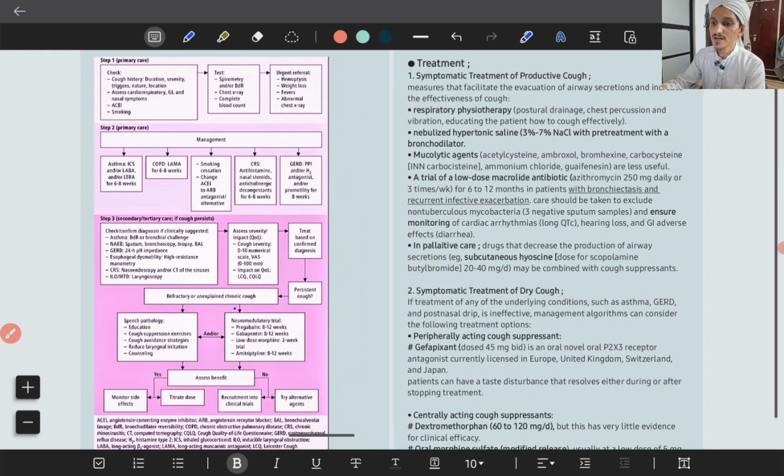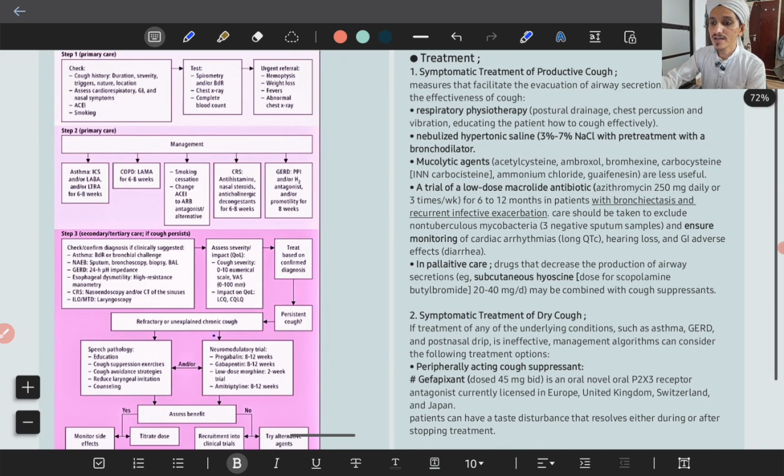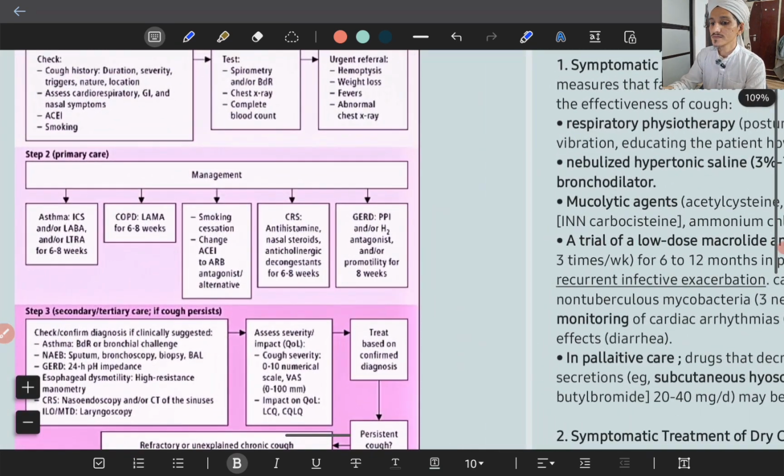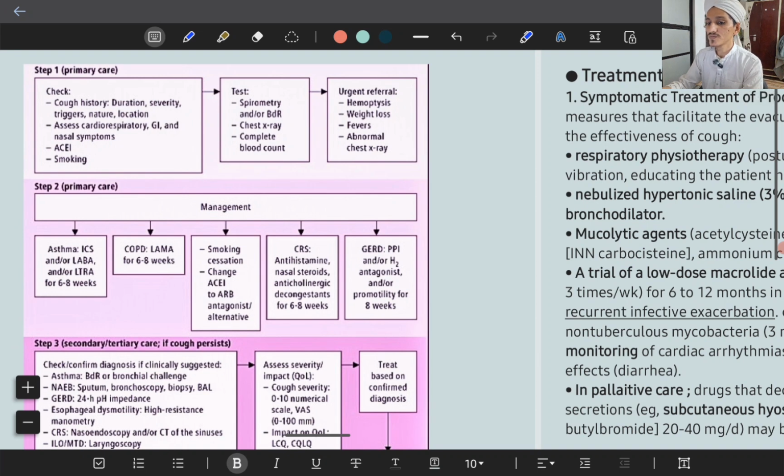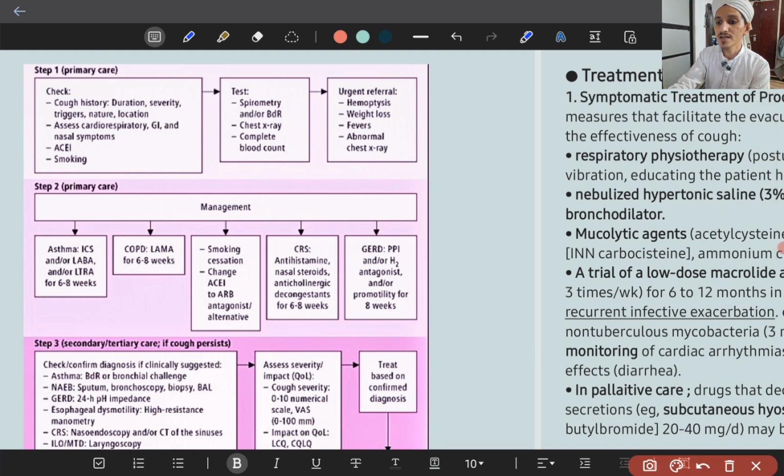This is a box showing how to evaluate a cough. What you will do, you will take cough history. What will you ask in cough history? I said, no, you remember the four examinations and duration and production. These things you will ask, and you will assess on examination cardiac, respiratory, GI, and ENT evaluation. These four things you will do on examination, and check whether there is any ACE inhibitor drug use, and you will ask whether the patient smokes or not.